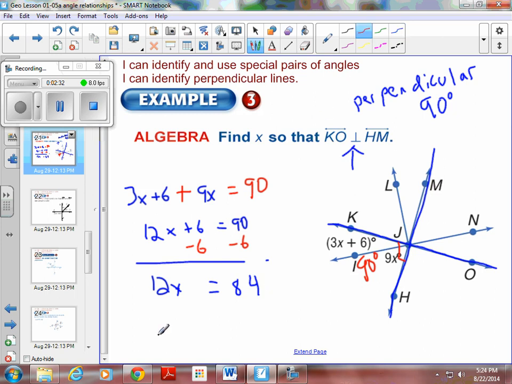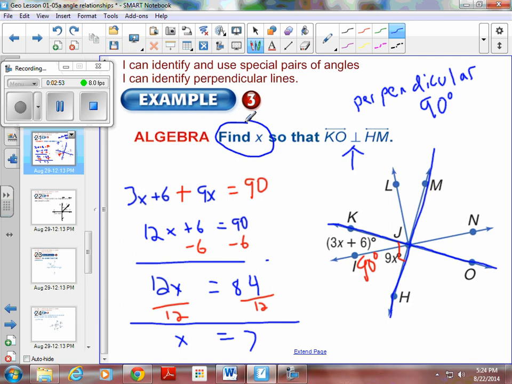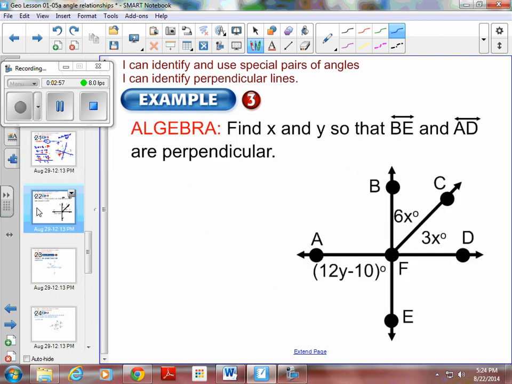And then we want to get the x by itself, so we divide by 12. If you do it to one side of the equal sign, you do it to the other side of the equal sign. And so 12 divided by 12 is 1, so you get 1x. And 84 divided by 12 would be 7. So we've done that. We've found x. That's all it asks us to do in this case. That problem is done. Let's look at another one.